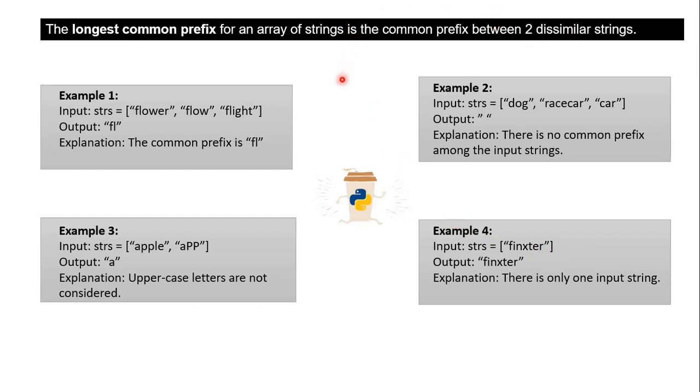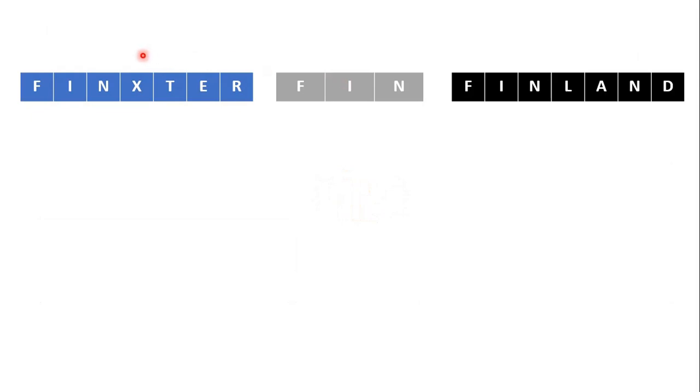So let's go ahead and try to solve this question in the best way possible. The best way to understand and solve a problem is to break it down with the help of an example. So we are going to dive into an example to try and understand the approach that we will be using. So let's say that these are the three strings that are given to you. That is Finxter, Fin, and Finland.